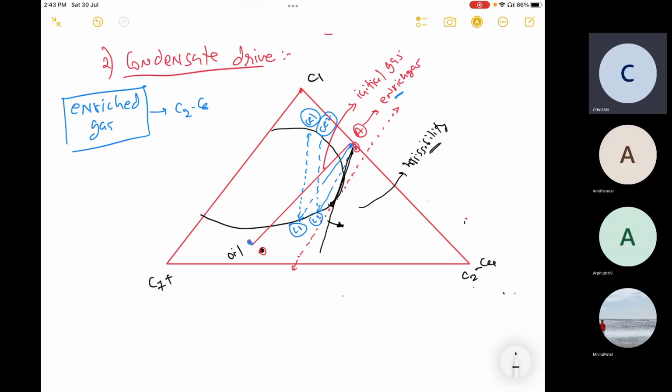So just remember two things: how pressure and temperature change this envelope. Second thing, what is the drive mechanism? You can understand in which drive mechanism which is transferring its mass, either solvent or crude oil. Third thing, you can combine these two things and you can answer accordingly.